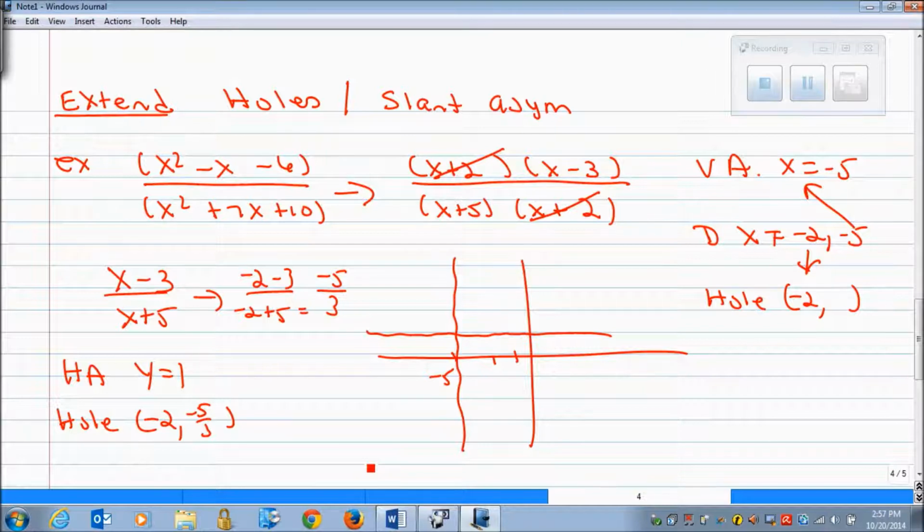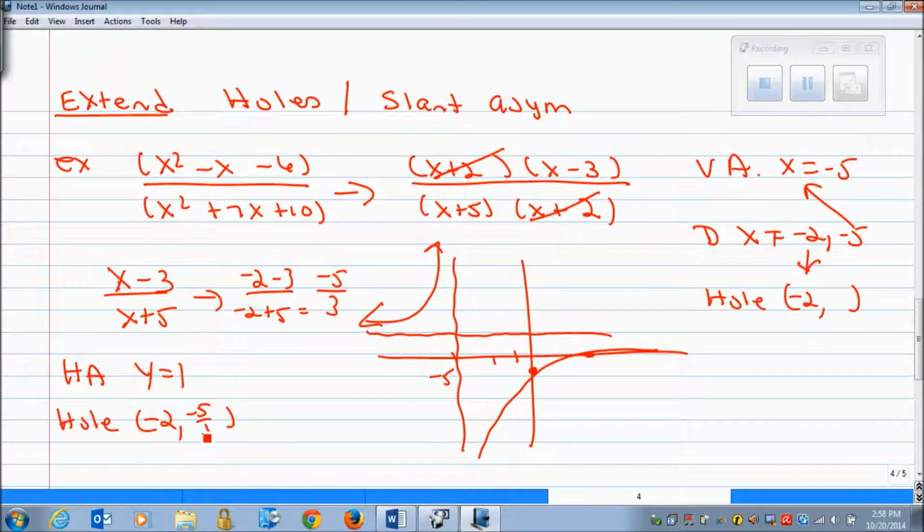Now, sketching our points. Our y-intercept is when x is 0, so that's going to be at negative 3/5. So our y-intercept is at negative 3/5. We'll put that about right there. Our zeros are what makes the numerator 0. In this case, that would be positive 3. So 1, 2, 3. So it looks like to me we're going to have part of our graph down here, and we're going to have part of our graph up here.